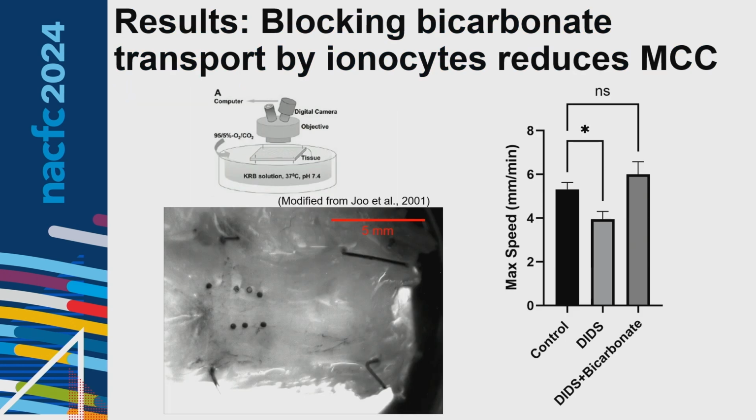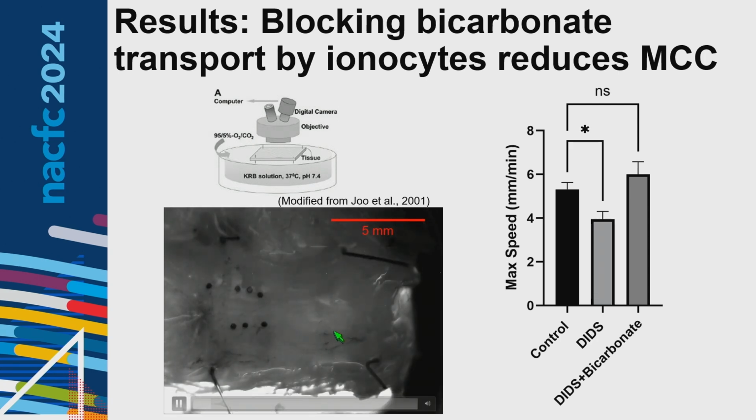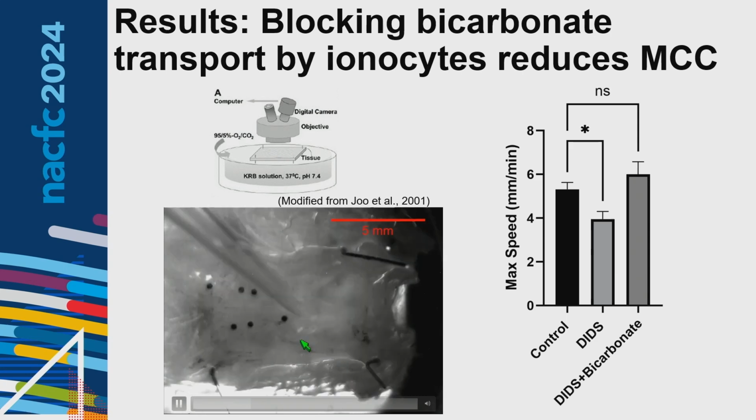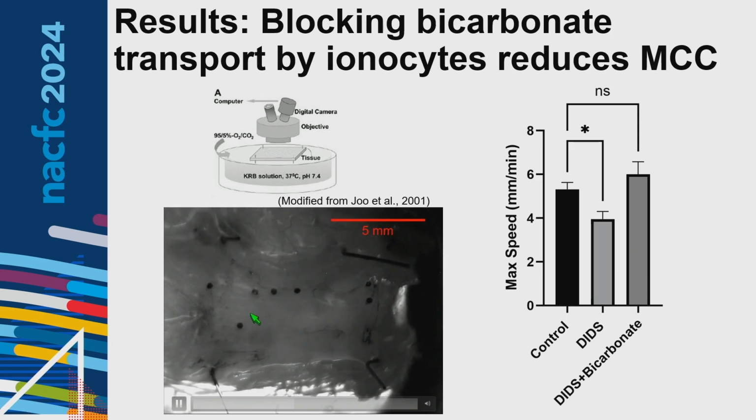We also do another functional study, blocking ionocytes with DIDS, and we use a mucociliary clearance assay to test how they affect mucus clearance in the distal airway. So here in the movie, we label the mucus bundle with acetylene blue, and we use titanium discs as an indicator of mucociliary clearance as well. So we calculate the speed at which the mucus moves.